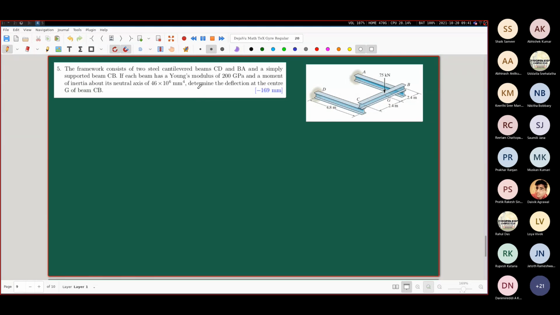We are supposed to determine the deflection at the center G of the beam CB. So this beam CB, at the center of it, we are supposed to find out the deflection. So just think about this problem for a minute and tell me, don't just think in terms of equations, just try to think about what is happening here, like physically what is happening here.